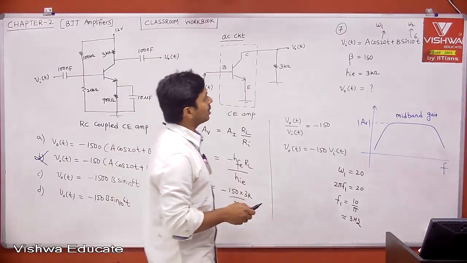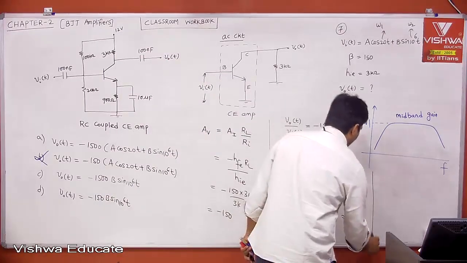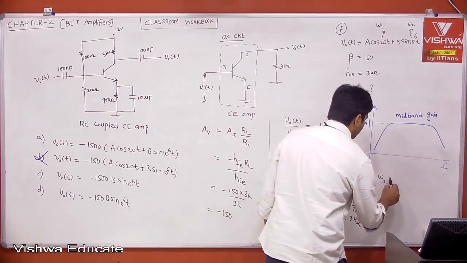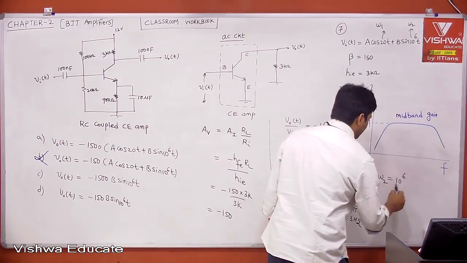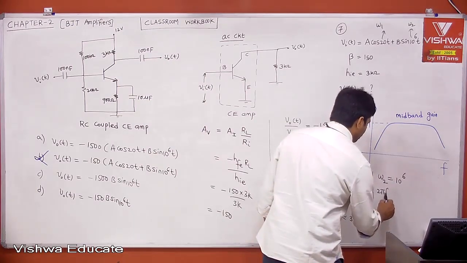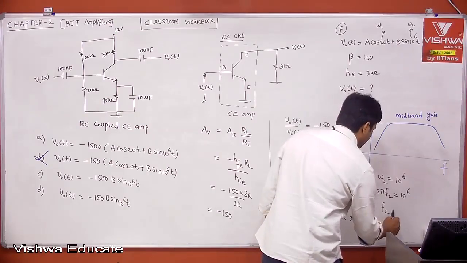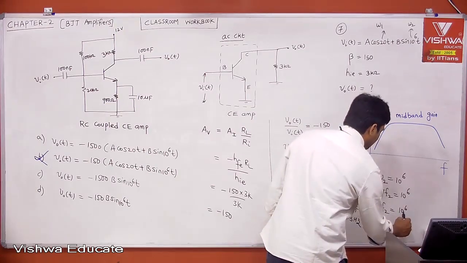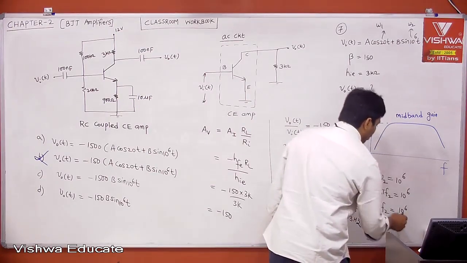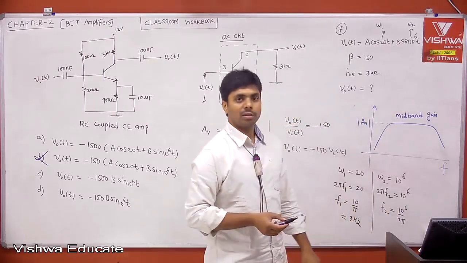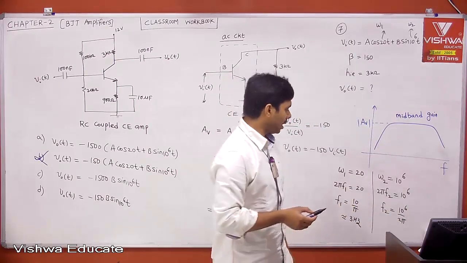Let's see the second one, sin 10 to the power of 60. What is omega 2? 10 to the power of 6. Then 2 pi f2 is equal to 10 to the power of 6. Then f2 is equal to 10 to the power of 6 divided by 2 pi. What is 10 to the power of 6? 1000 kilo.